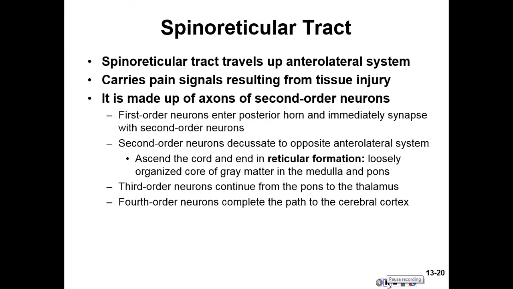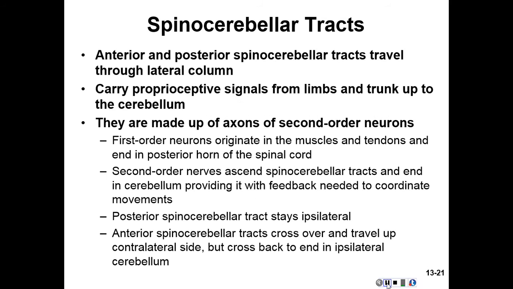Alright, so now let's look at the spinocerebellar tract. Here it travels anterior and posterior, again traveling through the lateral columns. It carries proprioceptive signals from the limbs and trunk up to the cerebellum. Now remember the cerebellum: if you look at your diagram of the brain, you've got your cerebral hemispheres that make up the majority of the brain. Inferior to the hemispheres on the posterior end, sitting down by the occipital lobe, you will find the cerebellum, or the cauliflower. So that's what it travels to, from the spinal cord to the cerebellum.